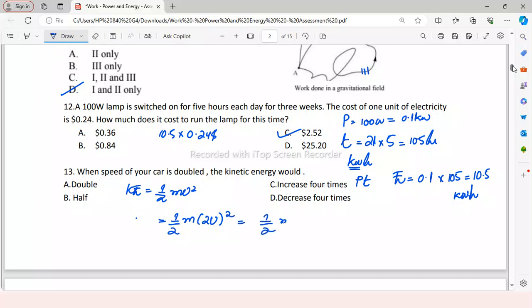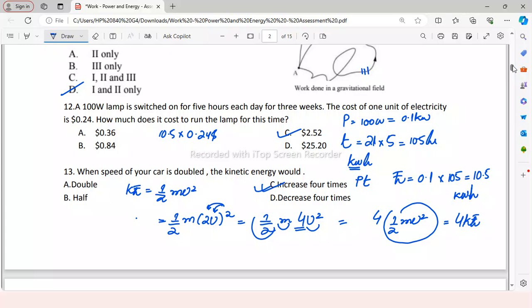Rearrange करें जरा. This square will be applied on these two. 2 का square is 4 v square. Just rewrite this equation, half mv square as it is, and this 4 comes here. ये पूरा फैक्टर तो ओरिजिनल किनेटिक एनर्जी का फार्मूला है. तो अगर स्पीड डबल हो रही है तो किनेटिक एनर्जी 4 टाइम्स इंक्रीज हो जाएगी. अगर स्पीड ट्रिपल होती तो किनेटिक एनर्जी 3 का स्क्वायर, दैट इज 9 टाइम्स इंक्रीज हो जाती.